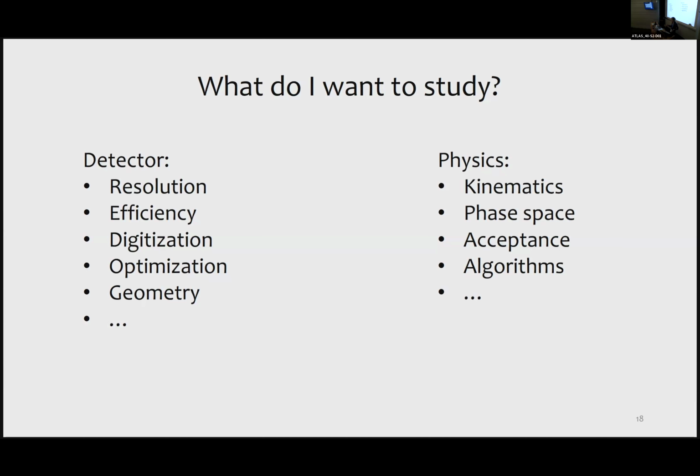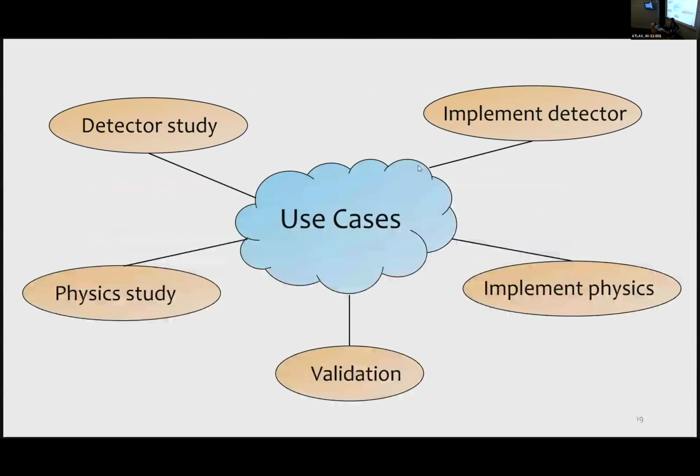Somebody might be asking you about types of physics things. That might be kinematics, or, will the kinematics be within this acceptance? You have a certain phase space and you want to know how the interaction that you're interested in will be able to be detected. And then you can also implement algorithms. There are all sorts of other types of questions, but these were some of the broad ones. So we tried to break it up into use cases.